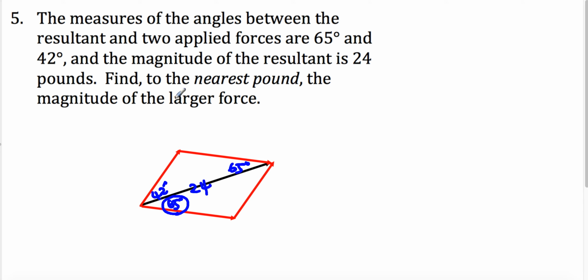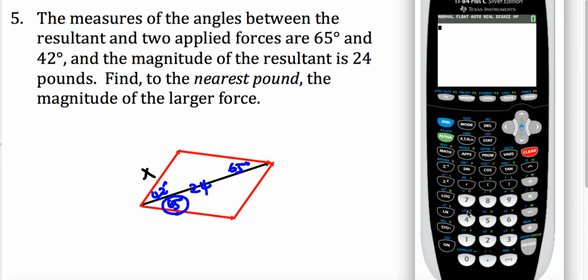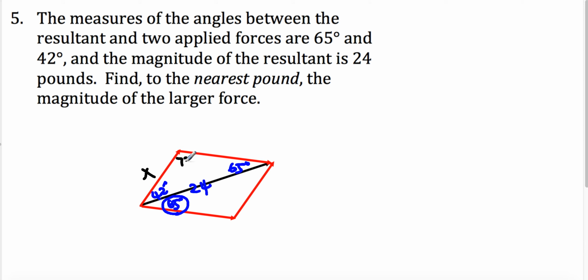And find the nearest pound, the magnitude of the larger force. The larger force must be opposite from the larger angle, which is 65. So I'm going to call this one x. Since we know two sides and then angles, we have to use the law of sines. So then I need to know the angle opposite from 24. Then we know that the angle must be coming from 180 minus 42 minus 65. Then we know that the angle is 73, so 73 degrees.